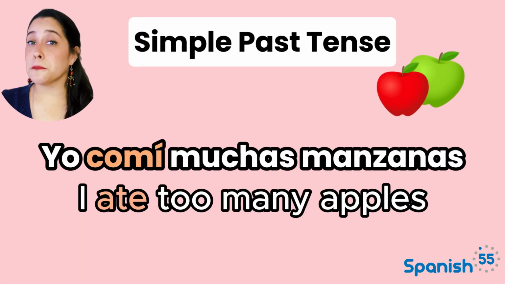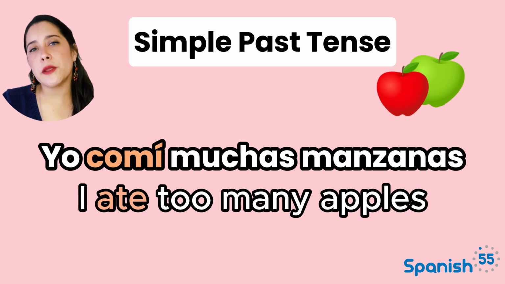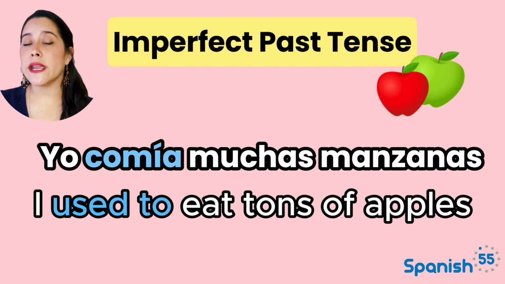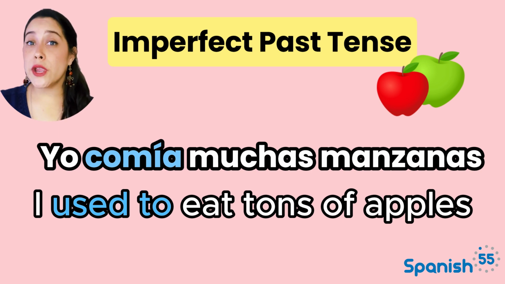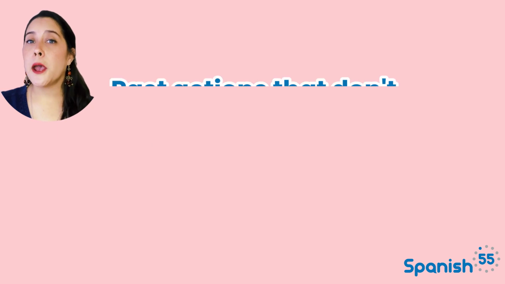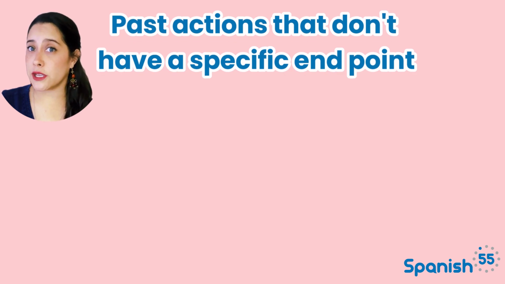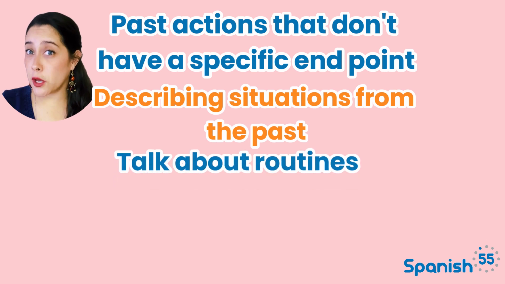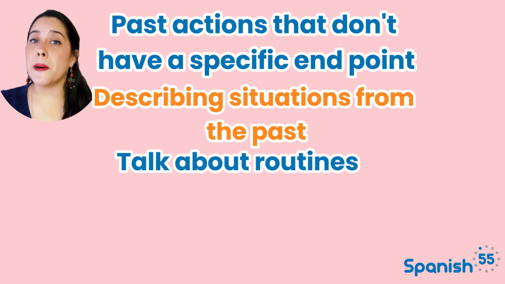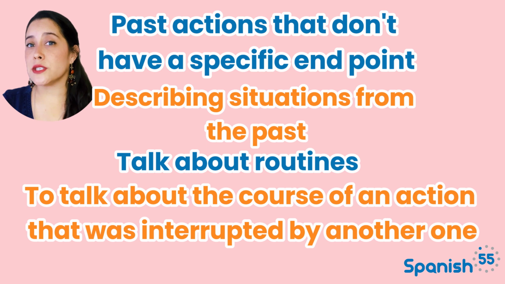Unlike the simple past tense, which expresses completed actions in the past, the imperfect past tense describes ongoing or recurring actions that used to happen but not anymore. We also use this tense to talk about past actions that don't have a specific endpoint, to describe situations from the past, to talk about routines, and to talk about the course of an action that was interrupted by another one. So, how does the imperfect past tense work?